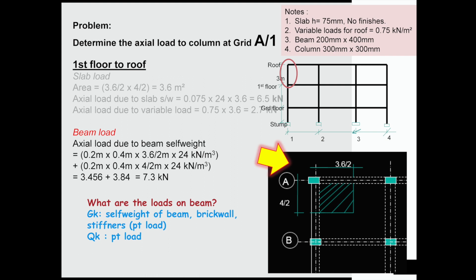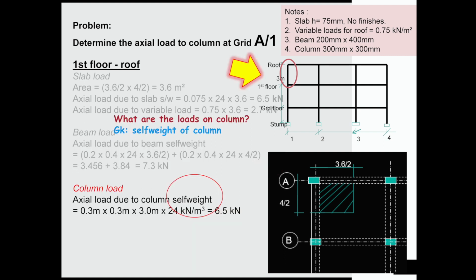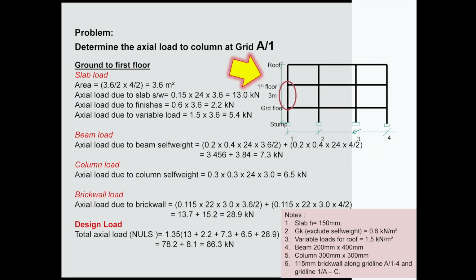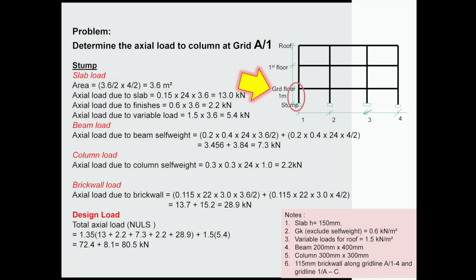Axial load from beam self weight can be obtained by multiplying the beam volume with the unit weight of concrete. Column load is another load to consider. Column self weight can be obtained by multiplying the cross-sectional area of the column by the length of the column and by the unit weight of concrete. After we estimate all the necessary loadings, the design load can be obtained by applying factors recommended by Eurocode 2. A similar process can be applied to the other column, from ground to first floor, and for the stump.